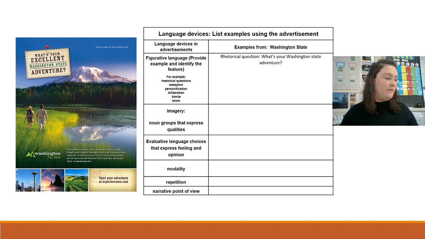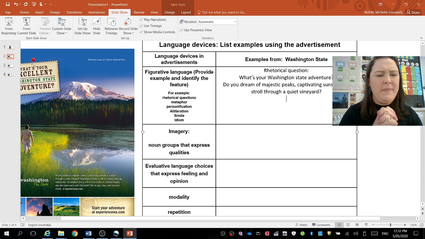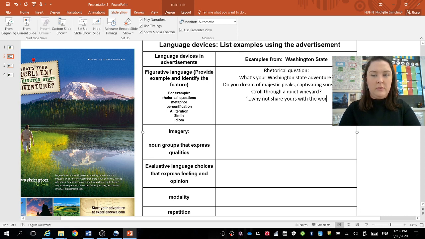So let's write that one in. The first sentence is, do you dream of majestic peaks, captivating sunsets, or a stroll through a quiet vineyard? That's a rhetorical question, guys. Let's get writing. And then I think at the very bottom, so whether you're a first-time visitor or a resident expert, why not share yours with the world? I'm going to skip the first few and just type in the last one. Why not share yours? Well, there we go. Rhetorical questions.